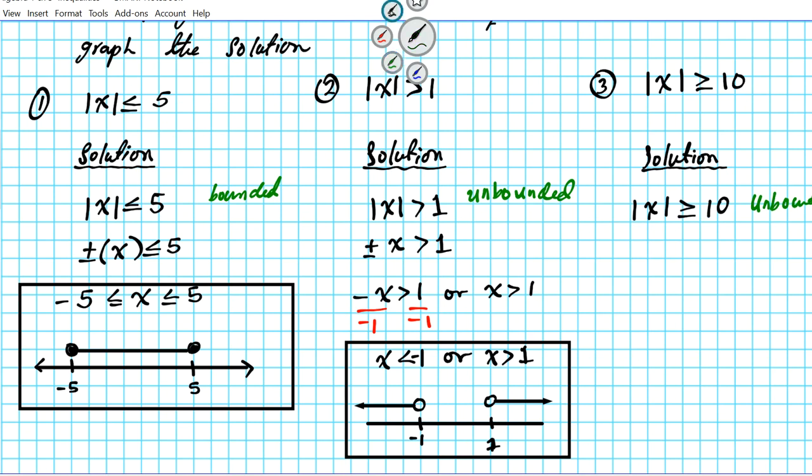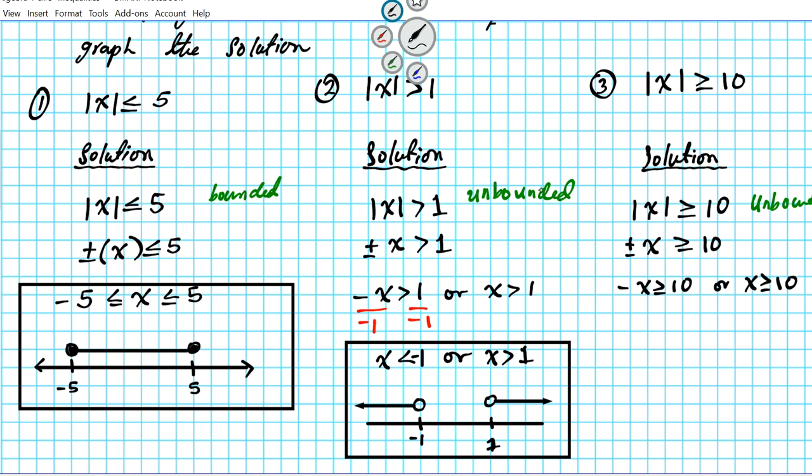Okay, so how do we get rid of the absolute value? We replace it with plus or minus. Plus or minus x is greater than or equal to 10. And then we're going to split it, okay? So we have the negative part, and then the positive part.